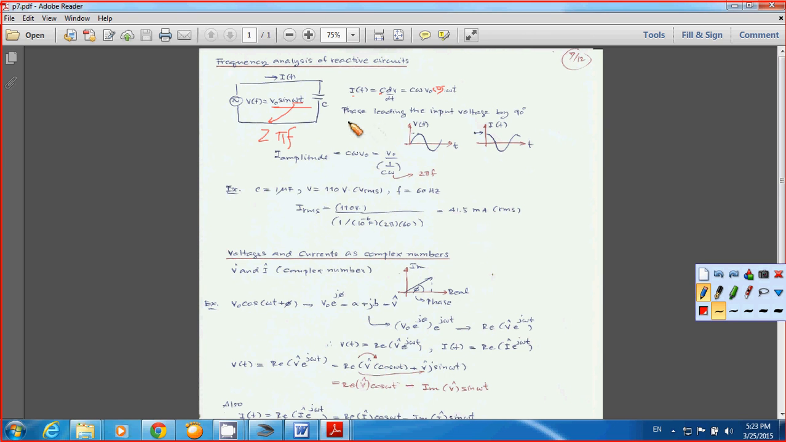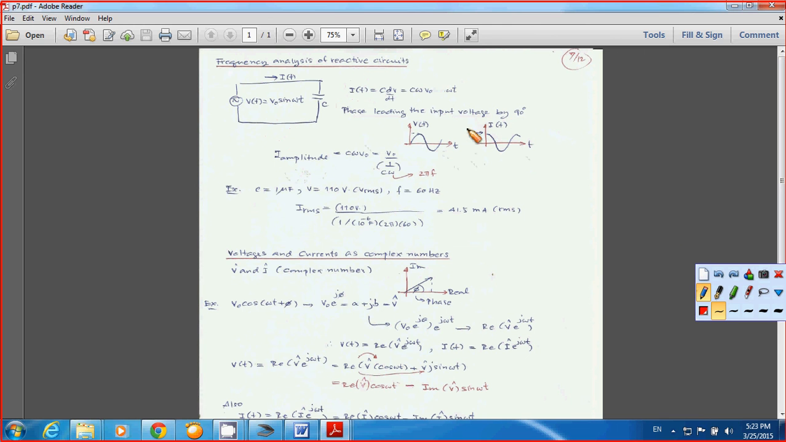If you notice the plot between voltage and current, for voltage you start at t equal to 0, you have sine 0 equal to 0, so it starts from 0, whereas the current starts from 1. That's why we say the current phase leads the input voltage by 90 degrees.